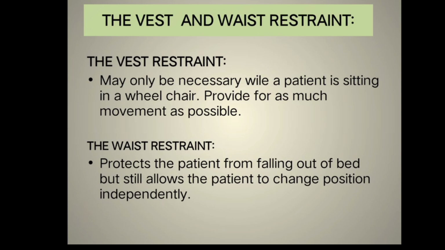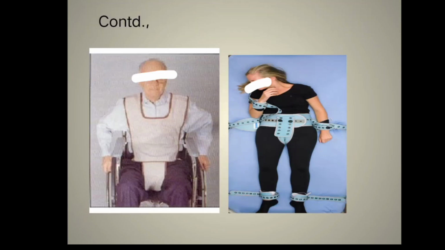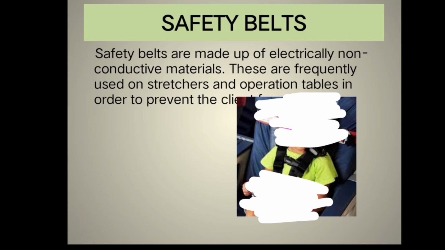So we will be seeing the image of both vest restraint and waist restraint. Vest restraint is to prevent falling from the wheelchair. The waist restraint will allow movement in the bed, but it also prevents falls from the bed. So these are the two kinds of restraint. On the left side, the person sitting on the wheelchair has a vest restraint, and on the right it is a waist restraint. Next is safety belt.